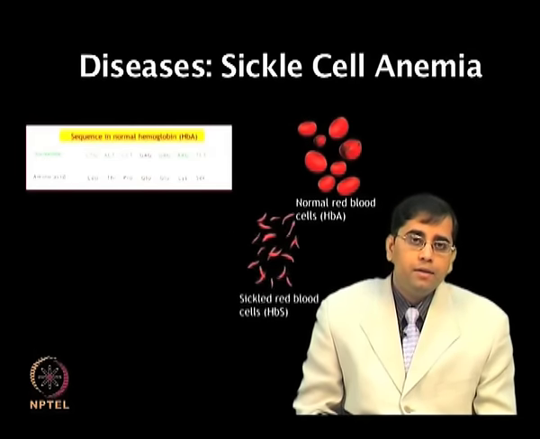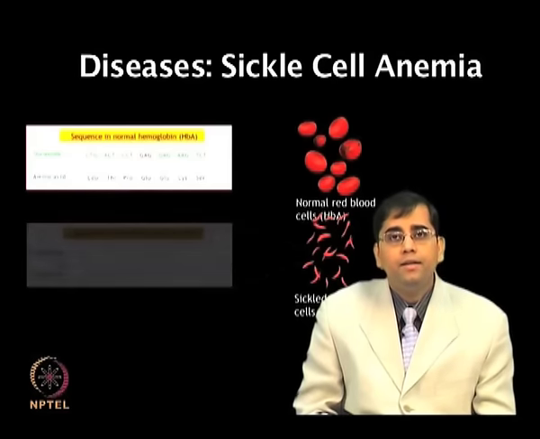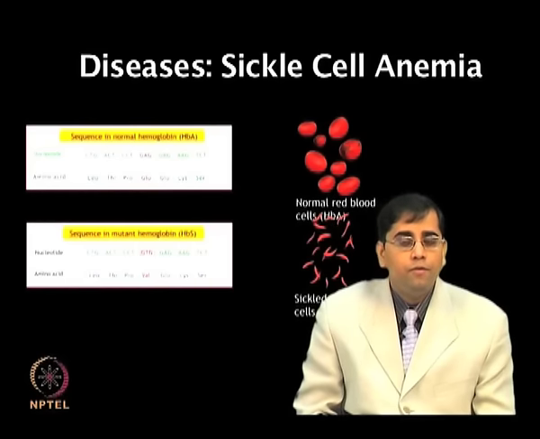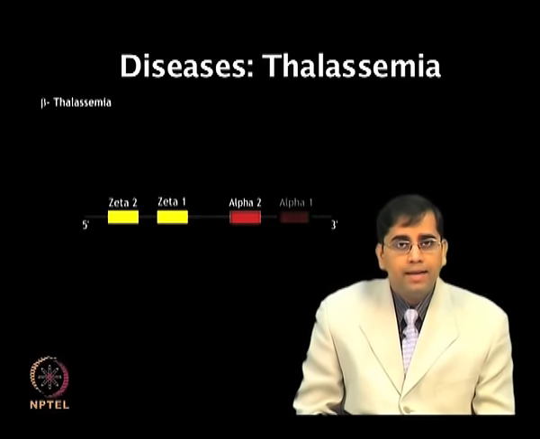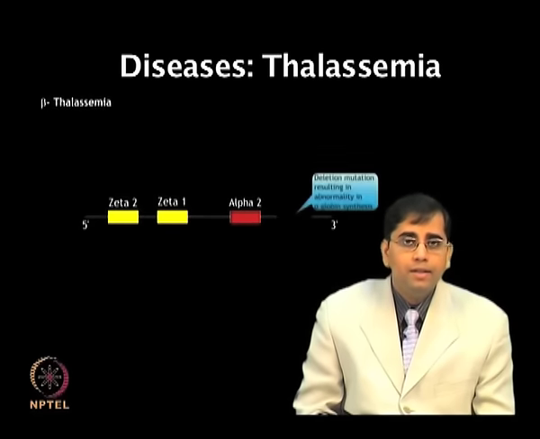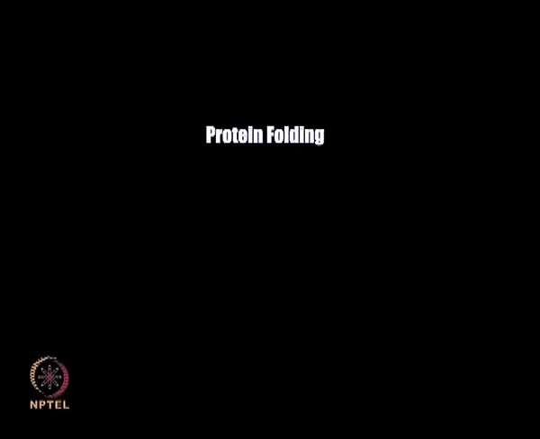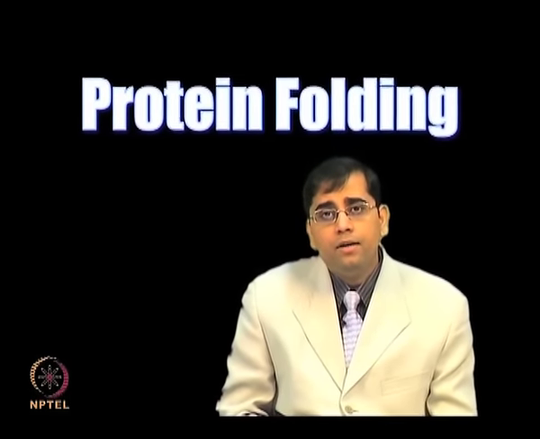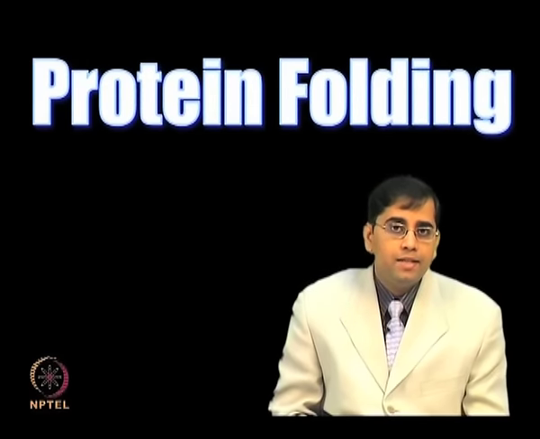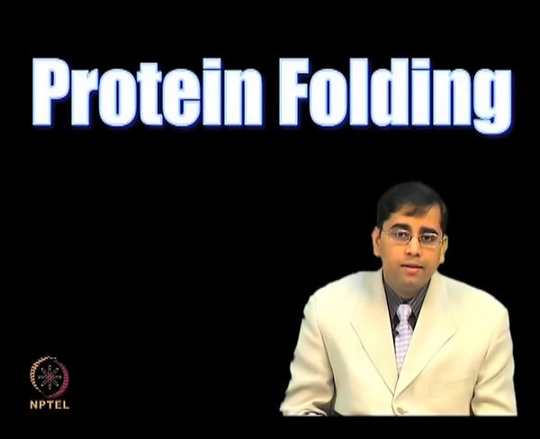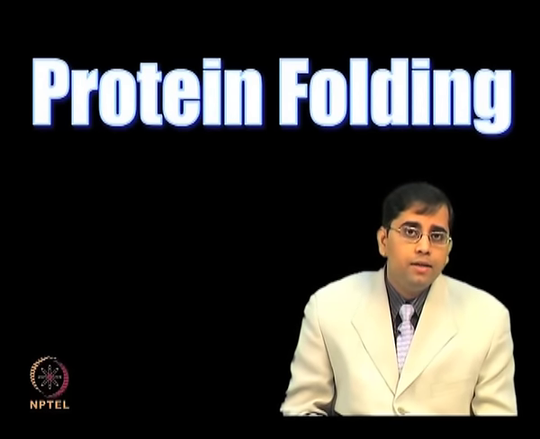Sickle cell anemia is caused due to a single nucleotide substitution, which converts a glutamic acid residue to valine in the beta chain of hemoglobin. Thalassemia is caused due to abnormalities in hemoglobin synthesis. Protein folding is an elegant example of biological self-assembly. Understanding the mechanisms through which protein folding takes place remains challenging for the scientific community.